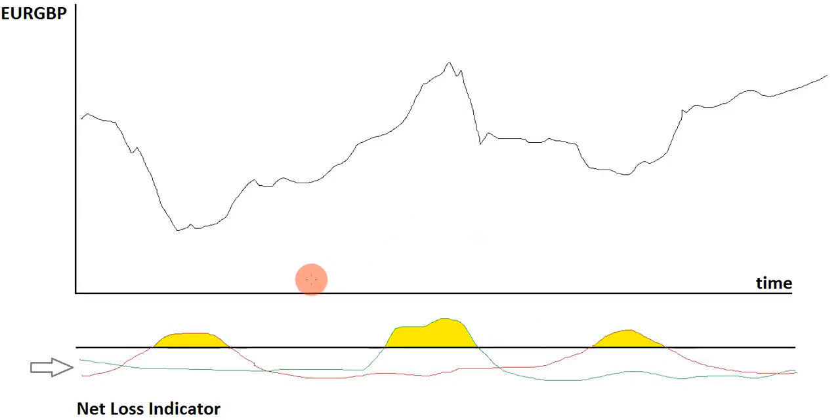So, how does this work? This indicator has this middle line. If the red line is above the middle line, this yellow area appears. That means that dumb money shorties are in profit, okay? If the green line goes above the middle line, we also have the yellow area. That means dumb money longies are in profit.